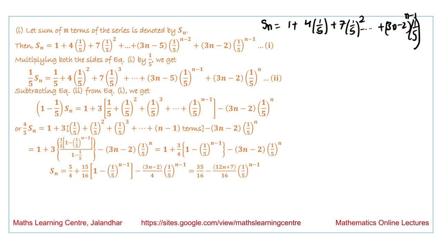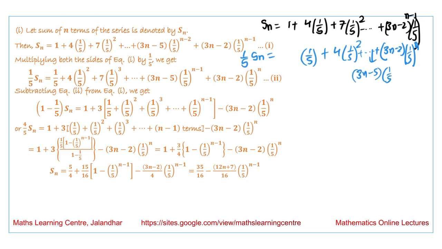Now if we multiply both sides of this series with 1 by 5, we obtain 1 by 5 Sn is equal to 1 by 5 plus 4 into 1 by 5 square plus, and so on up to plus 3n minus 2 into 1 by 5 raised to the power n, and the term before this will be 3n minus 5 into 1 by 5 raised to the power n minus 1.